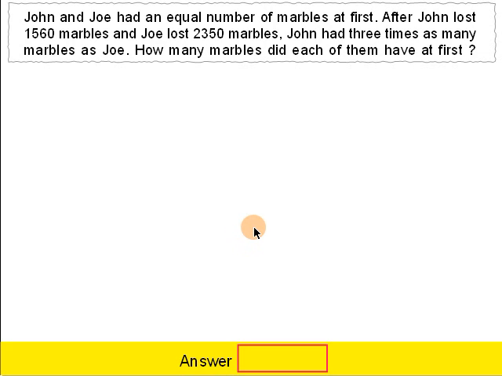Now this question says that John and Joe had an equal number of marbles at first. After John lost 1560 and Joe lost 2350, John had thrice or three times as many marbles as Joe. How many marbles did each of them have at first?